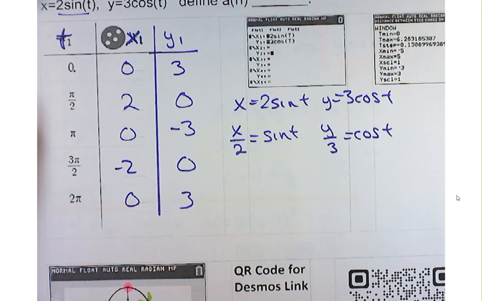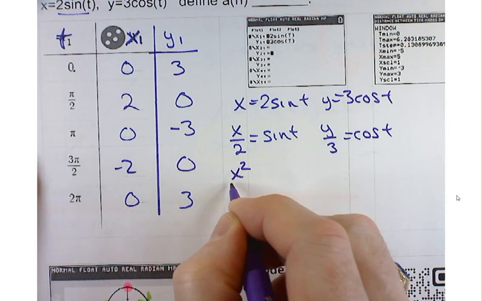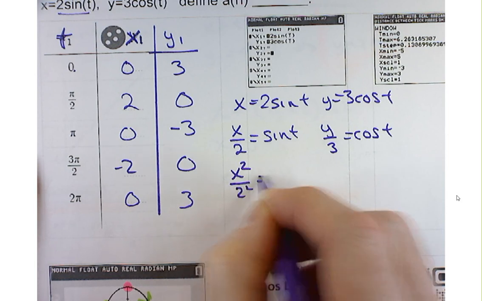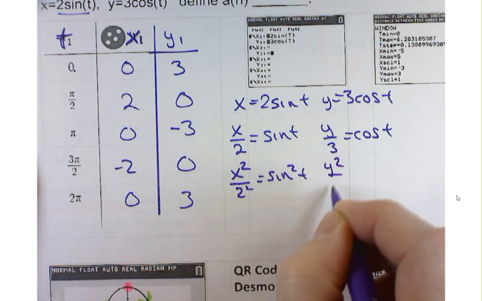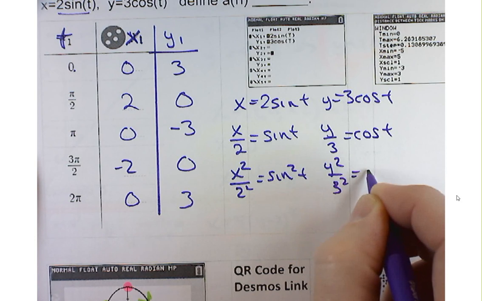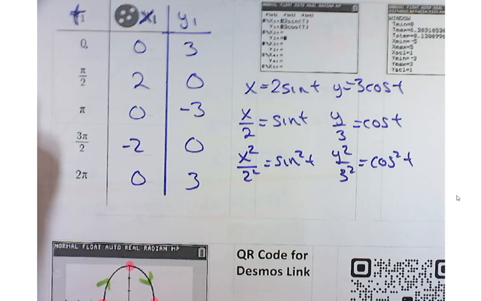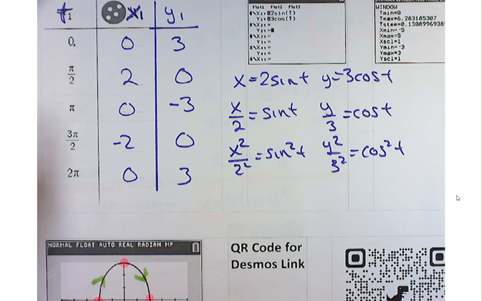All right. And that got me nowhere. So let me square both sides. And I still don't feel like I'm anywhere, but I can get somewhere from here.